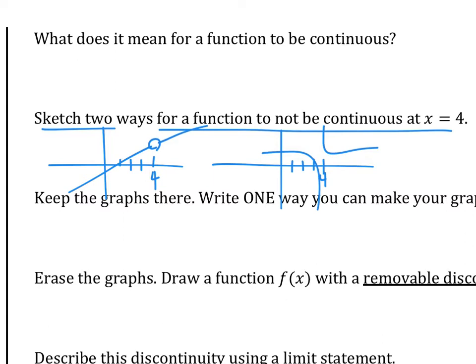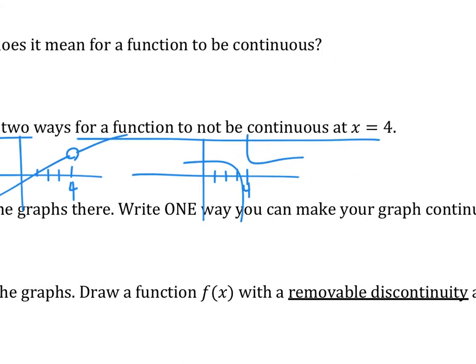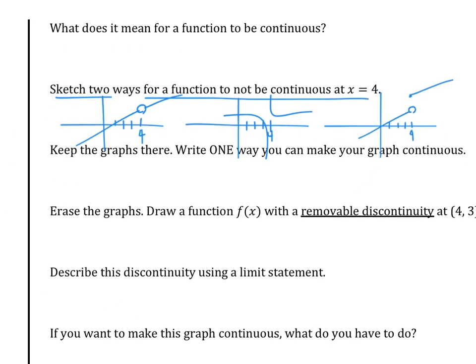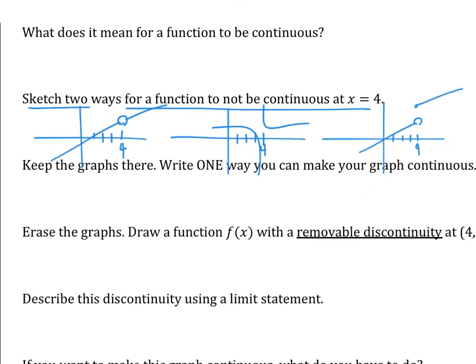What else can you do? Those might be the main 2 ways, or actually you might even think that you can do a jump discontinuity. So that is not continuous. So 3 ways, or if you found another way, that's also fine. Next question. Keep the graph there. Write one way you can make your graph continuous. What's one way you can make this graph continuous?